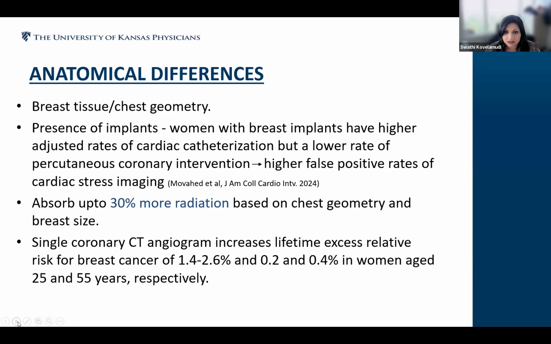And as Dr. Nupane alluded to in his earlier talk, they seem to also require a smaller carcinogenic insult than men do. Women, depending on chest geometry and breast size, tend to absorb up to 30% more radiation, and a single coronary CT angiogram can increase the lifetime excess relative risk for breast cancer in women by up to 1.4 to 2.6%, and that varies a little bit depending on age.